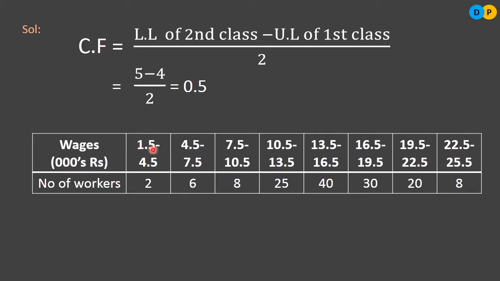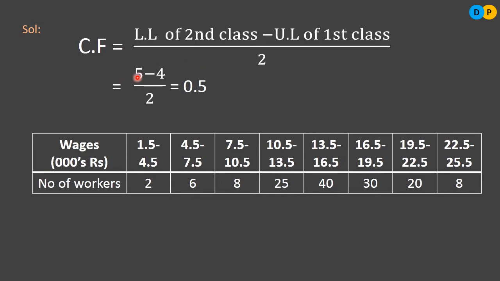So here, which is the first class? The first class is in the previous question. The first class is 2 to 4, and the second class is 5 to 7. Okay. So what is the lower limit of the second class? That is 5 to 7. The lower limit is 5. What is the upper limit of the first class? The first class is 2 to 4, so the upper limit is 4.